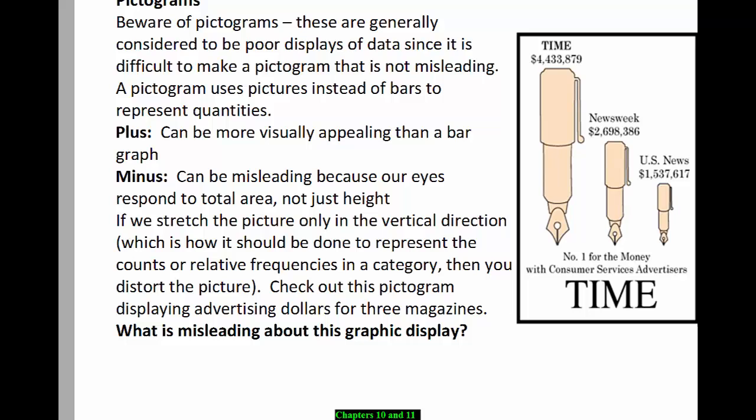So how is this pictogram on the right misleading? What's misleading about this particular graphical display? Well, it's exactly what we just talked about a moment ago. Notice that Time spent roughly $4.5 million on advertising, and U.S. News spent roughly $1.5 million. 4.5 is about 3 times the amount of 1.5. So actually, Time is only about 3 times bigger than what U.S. News spent. However, this picture, because we changed the height and the width of the Time spending category, makes it look many times larger.